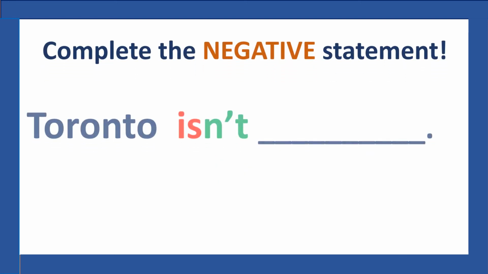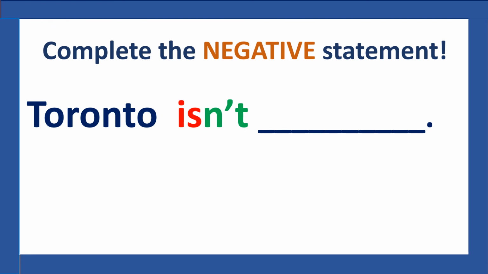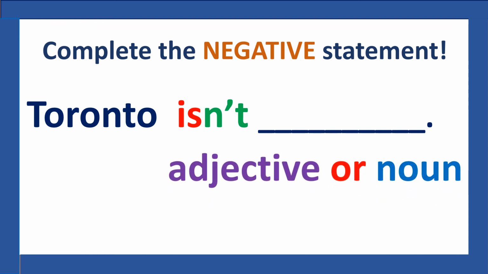Complete the negative statement. Toronto isn't. Verb to be or helping verb? Verb to be. So what do you need? Adjective, noun. Toronto isn't small. Toronto isn't dangerous. Toronto isn't dirty. Small, dangerous, dirty, adjectives. Toronto isn't in Quebec. Toronto isn't a country. Quebec, country, noun.